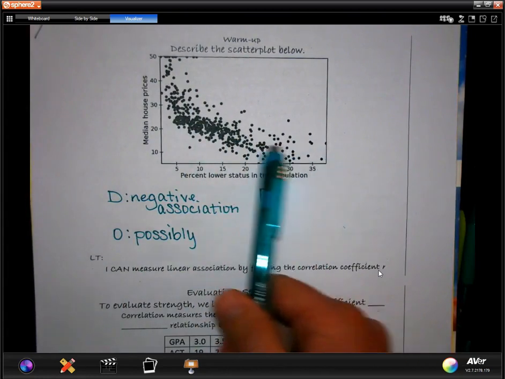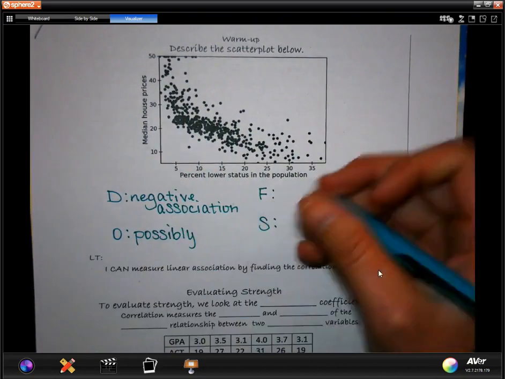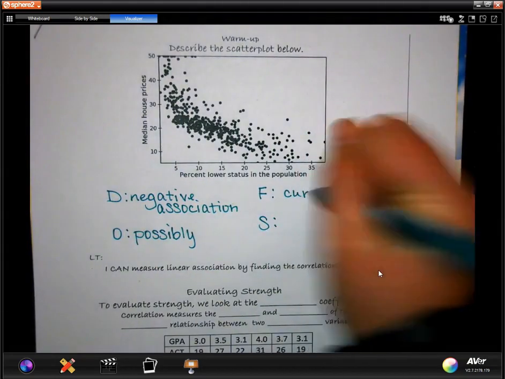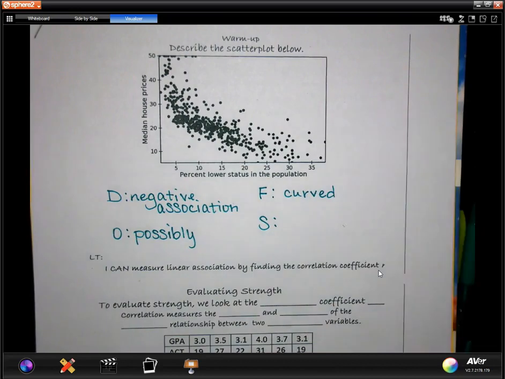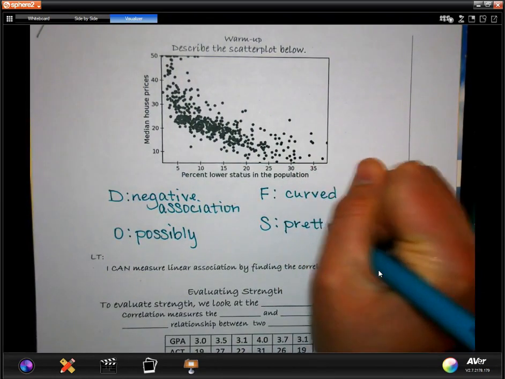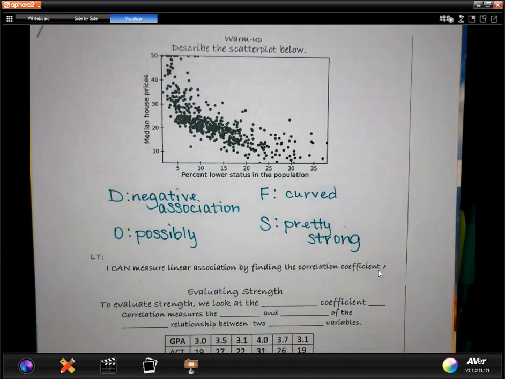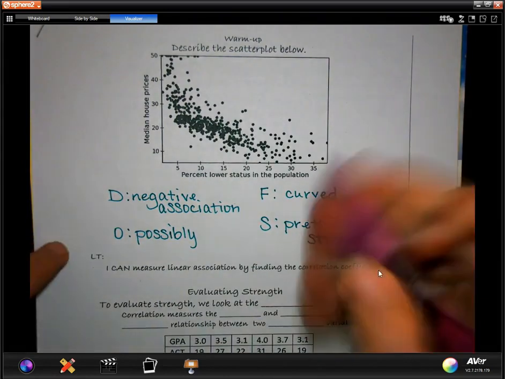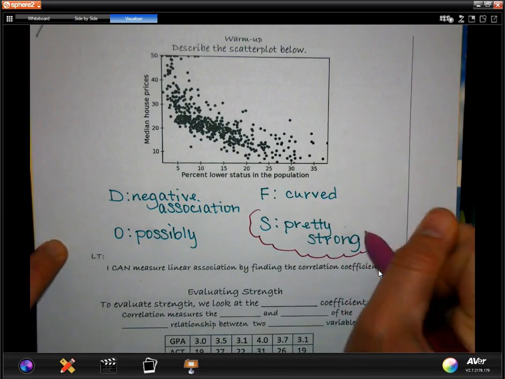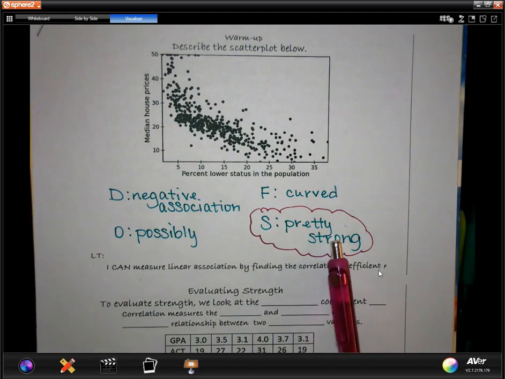Yes, that's our graph. Is it linear, curved, or cluster? Curved. And then, who haven't I picked on? Joanna, what would you say about strength? It seems to be pretty strong. Pretty strong. All right, so today we're going to focus on the S part, and we're going to learn how to find an actual value to help us know whether it's strong, weak, moderate. So that's going to be the focus of today.